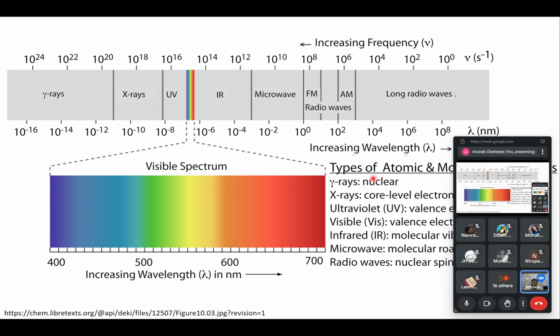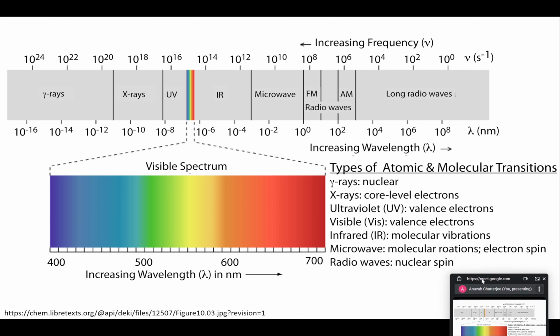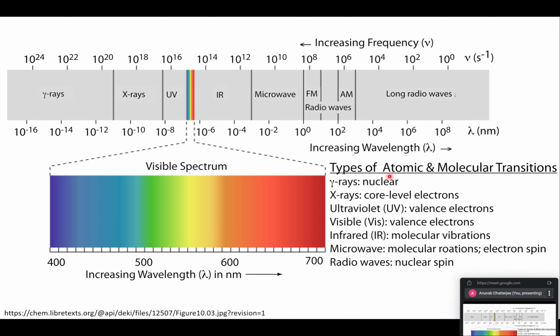Here we have examples of different types of radiation when they are produced. Gamma rays are majorly produced during nuclear transitions. X-rays are produced when core electrons transition amongst themselves. UV is produced when valence electrons transition amongst themselves. Visible also is when valence electrons transition amongst themselves. IR is when molecular vibrations are present. Microwaves are when molecular rotations are taking place, and radio waves are when nuclear spin is taking place.